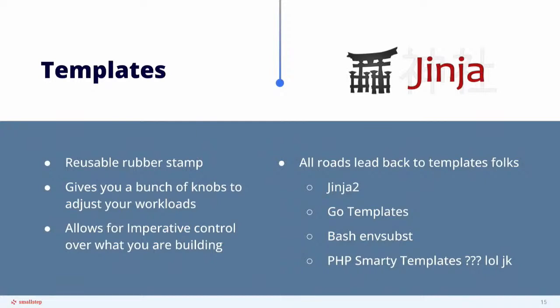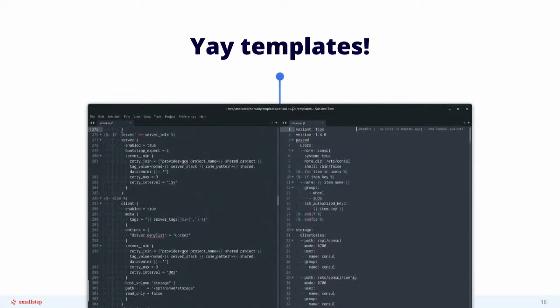I've done templating, obviously, with Go templating. My bash script that was the precursor to BUPY uses envsubst. I put PHP Smarty templates on there because it's just really easy to make fun of PHP. I love PHP. PHP is great. It's really great. So yay templates. This is just an example of defining a server. So the configuration for Nomad will be a server or else, based on a tag you're feeding in, a variable that you're feeding in.